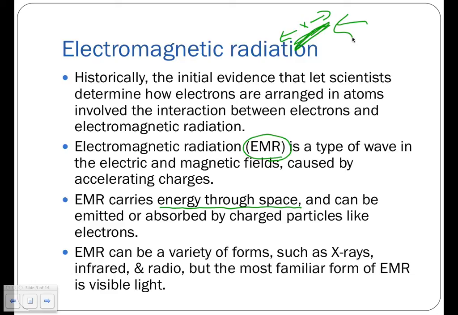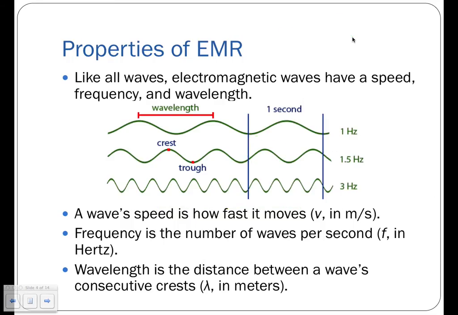Electromagnetic radiation can come in a variety of forms. X-rays would be one, along with infrared, radio, microwaves, ultraviolet, and gamma rays. The most familiar form to most people, though, is visible light, the light that you can see with your eyes, the colors from red all the way up. Roy G. Biv: red, orange, yellow, green, blue, indigo, violet, the old rainbow colors right there. So that's an example of electromagnetic radiation.